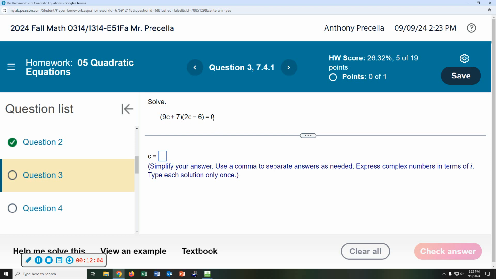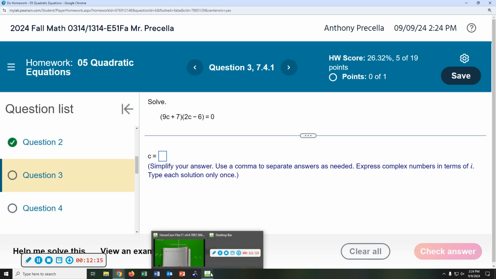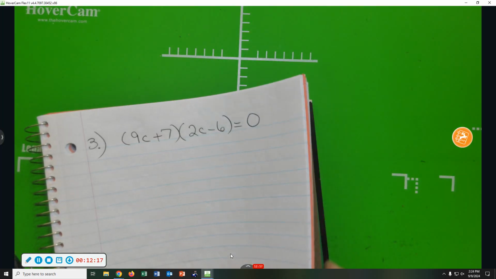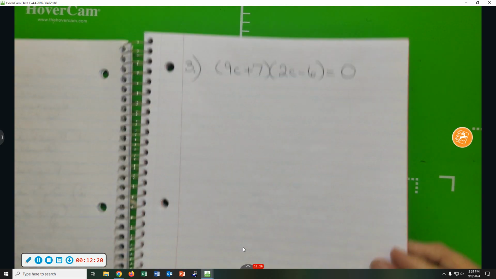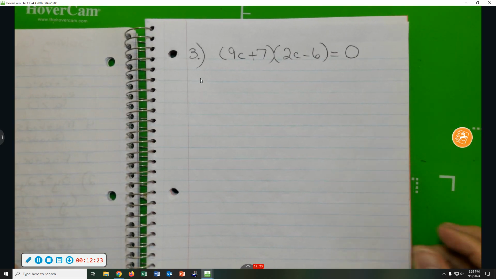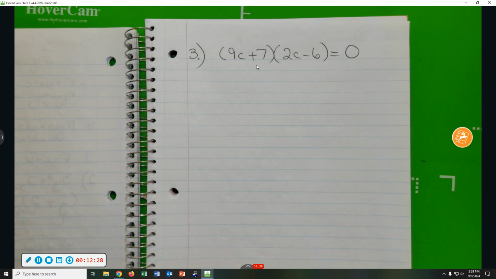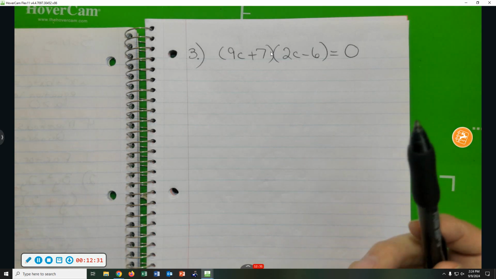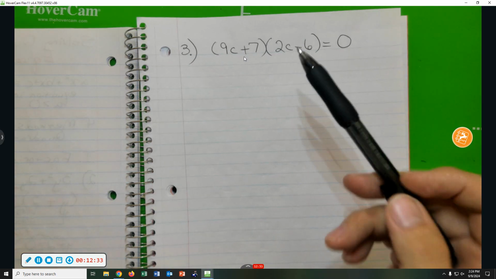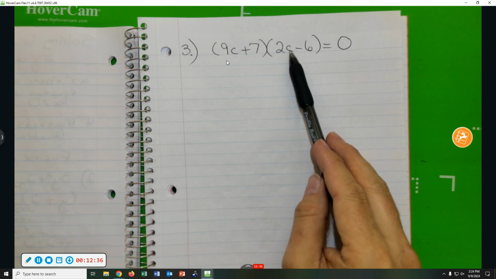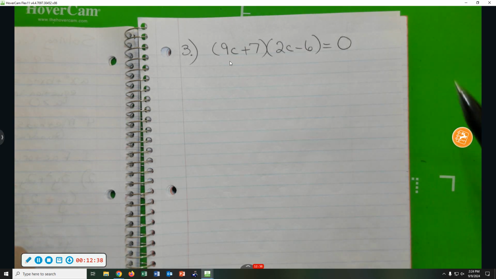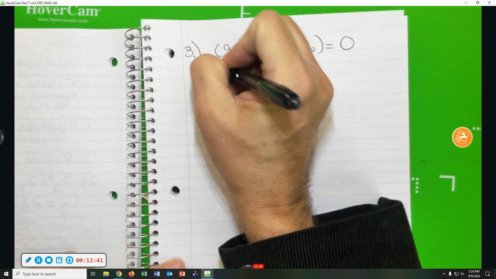9c plus 7 times 2c minus 6 is equal to 0. When I start preparing the classes for next semester in November, let's make a note to reverse problems 2 and 3, to make this maybe problem number 1. We'll never remember that. It's already factored on one side, 0 on the other. All we have to do is just set each factor equal to 0.